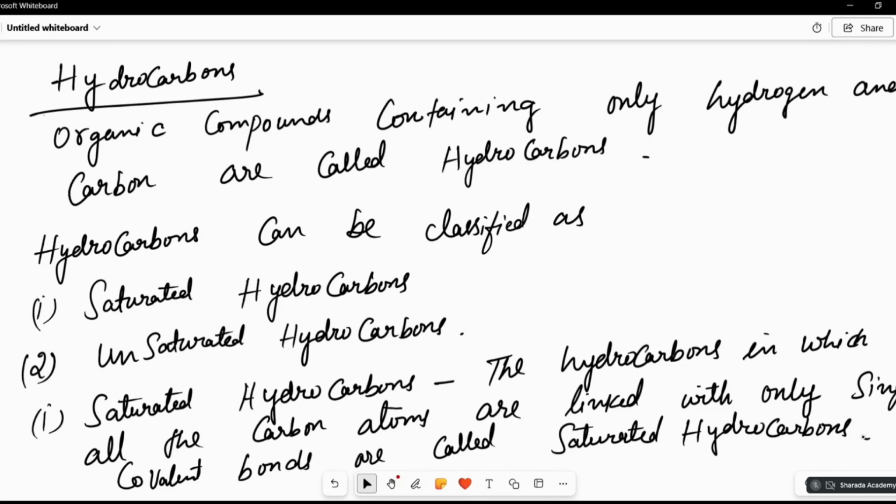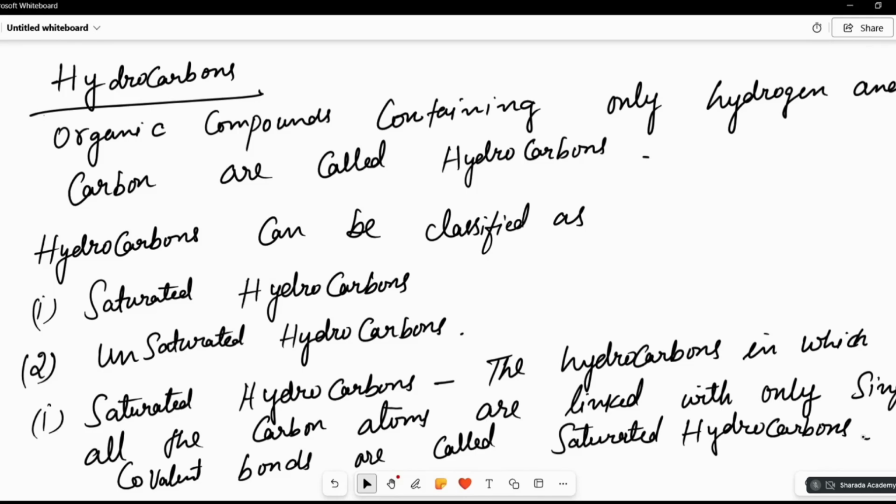As we see, if you have a double bond, we think it will be stronger. It is not like that. If it's a saturated hydrocarbon, it is stable in nature. Breaking the bond is difficult. Unsaturated hydrocarbons, breaking the bond is easier. So saturated hydrocarbons are stable in nature.